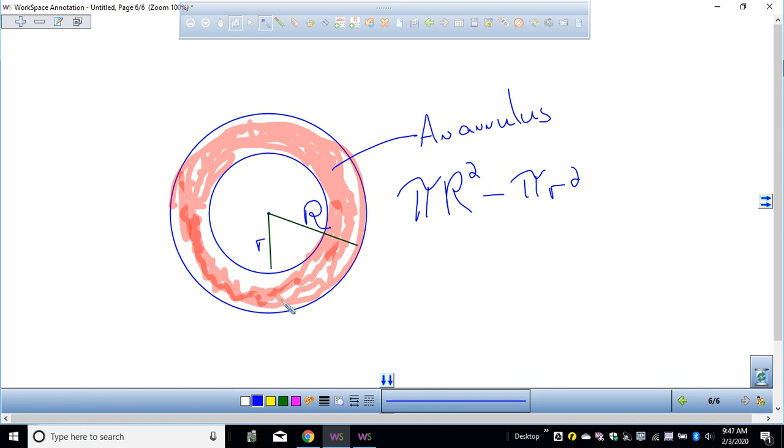Whoa. Isn't that complicated? So let's say I were to tell you that this piece from here to here is 2 inches, okay? And this piece from here to here is 4 inches. Find the area of the annulus. Okay?